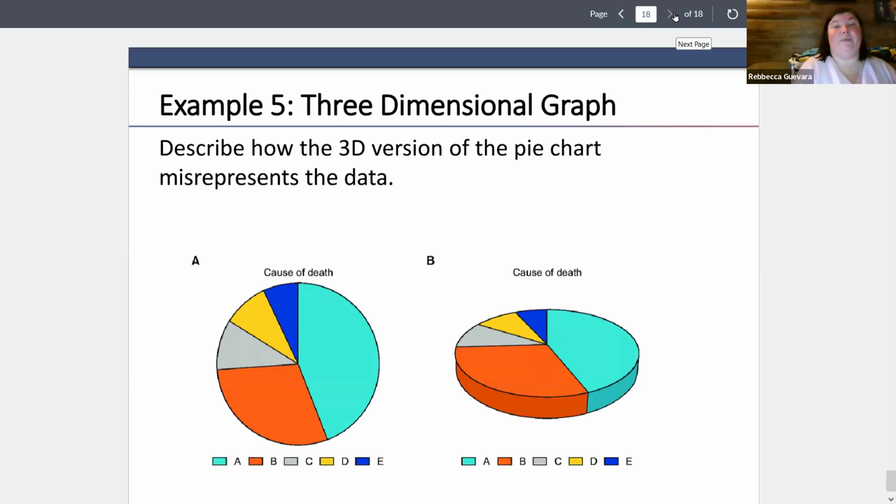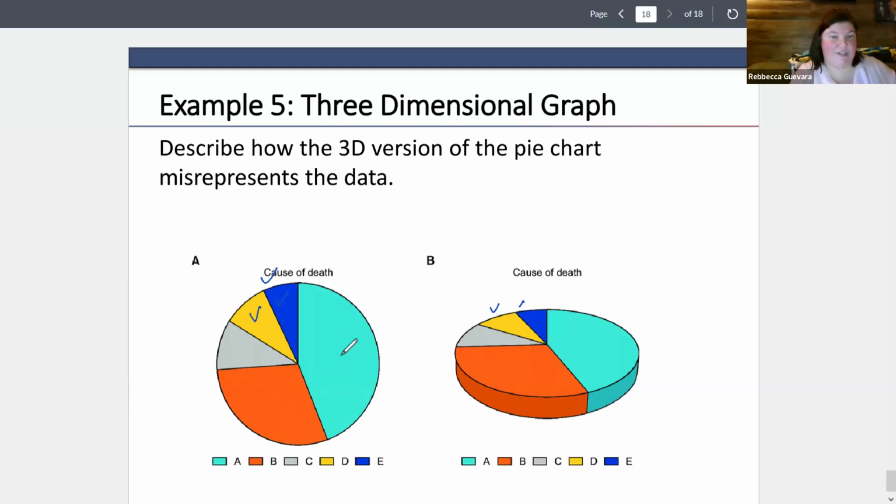So this is another example of, it doesn't apply just to bar graphs. It also applies to doing three-dimensional graphs of, say, pie charts. So describe how the 3D version of the pie chart misrepresents the data. So one of the things here is once I tilt it and make it 3D, we see that these two pie slices here, they kind of look a little smaller over here. Or the one that I really noticed was here.